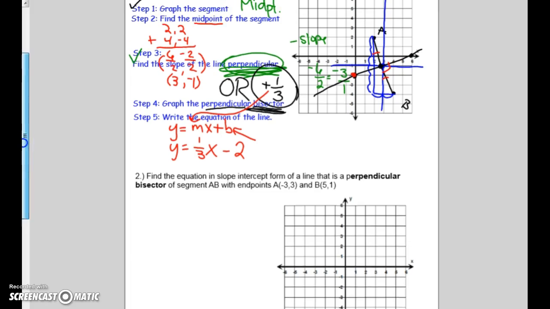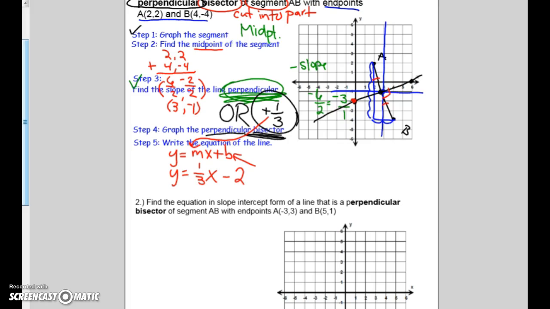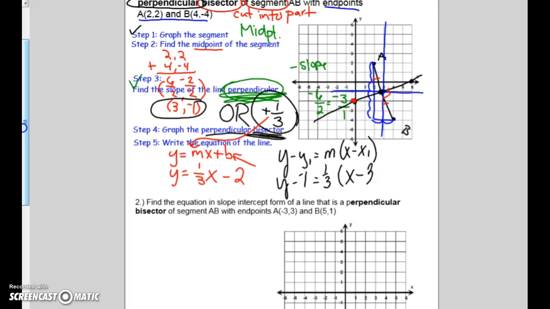Well, if they didn't give me the graph, then I know that I have the midpoint, right? And I have the new slope. So I would plug that in: y minus y1 is equal to m times x minus x1. So that would be y minus, my midpoint is at -1 here. My new slope is 1/3. And then it would be x minus my x value, which would be 3.